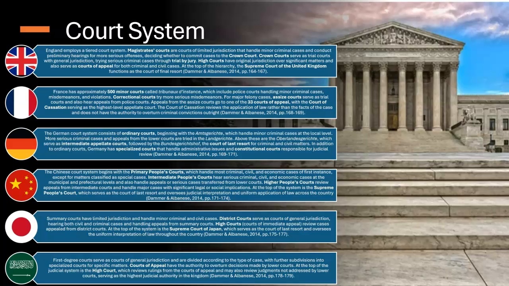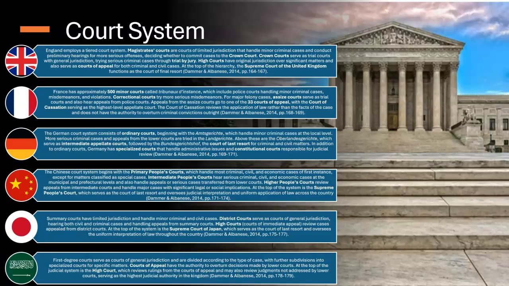Regarding the court system in the United States, the courts of limited jurisdiction are the district courts, the courts of general jurisdiction are the United States district courts, and the courts of intermediate appeal are the U.S. appellate courts. In the United Kingdom, the courts of limited jurisdiction are the magistrate courts, the courts of general jurisdiction are the crown courts, and the courts of intermediate appeal are the Court of Appeals.